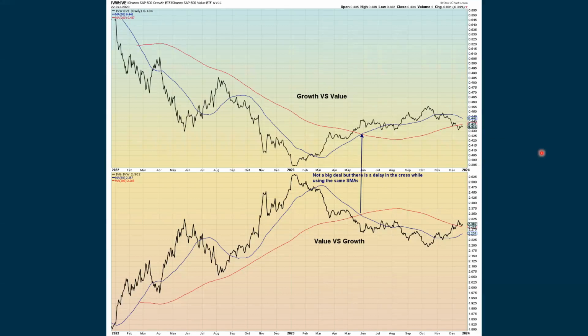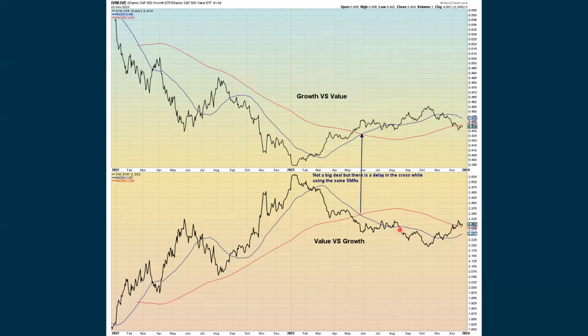What's interesting is when we take a ratio between the two, and this is a little bit of a concern right now, we're seeing the growth to value ratio is still in an uptrend showing that growth is outperforming, but we've really been coming down over the last few months. And we don't want to see that. We want to see this ratio really going up to give us more confidence in the stock market.